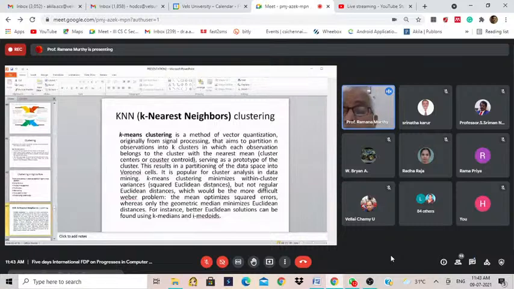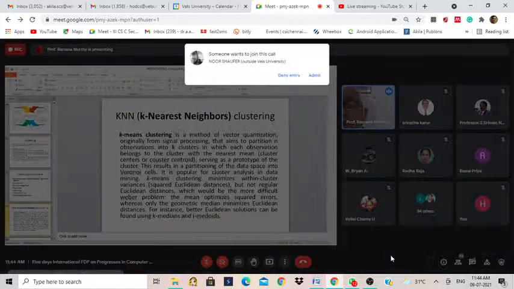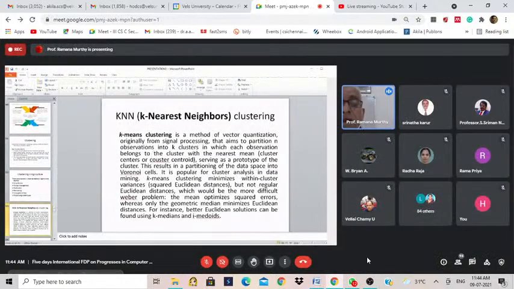It will not help with Euclidean distances, which would be more difficult for the Weber problem, as we call it. The mean optimizes what we call squared errors, whereas only the geometric median minimizes the Euclidean distances. So accordingly, you have to do that. For instance, better Euclidean solutions are possible only when you adapt k-means clustering, and in that you have to use k-medians.